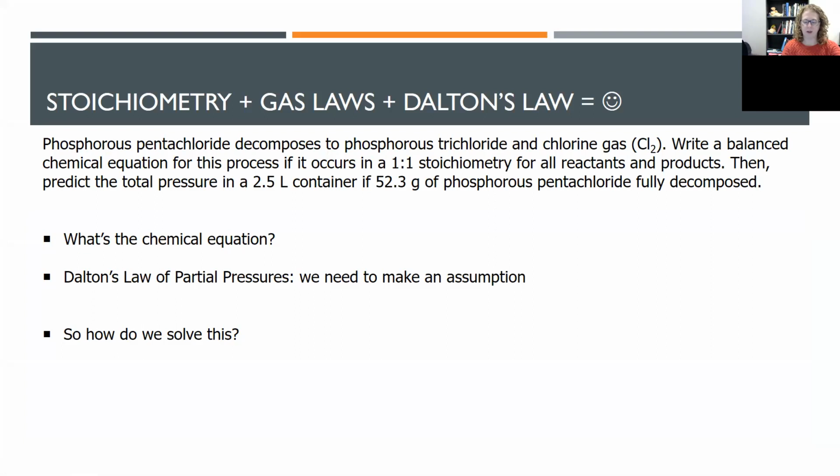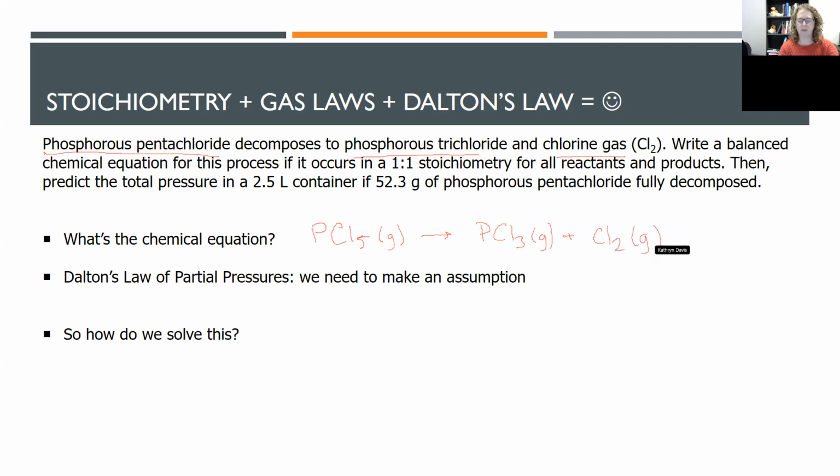We've got several compounds and all of these are gaseous. Phosphorus pentachloride is a gas, phosphorus trichloride, and chlorine. And if I wanted to write a balanced chemical equation for that, this is a good practice for naming covalent compounds and a good review. Phosphorus pentachloride, PCl5. Phosphorus trichloride, PCl3. And chlorine, Cl2.